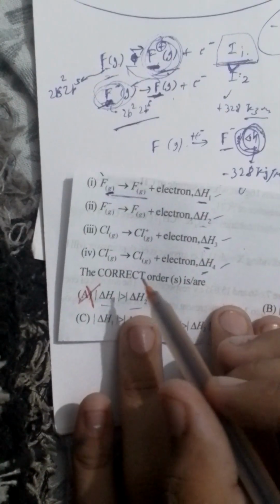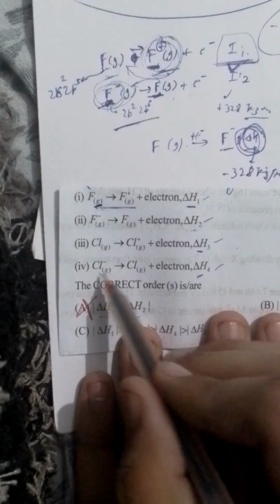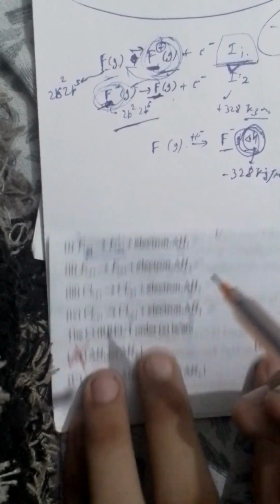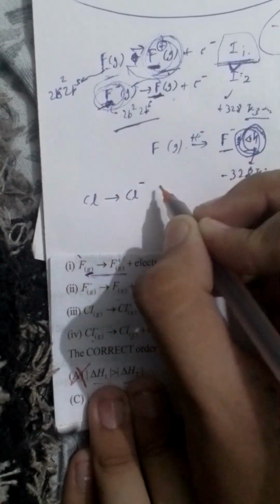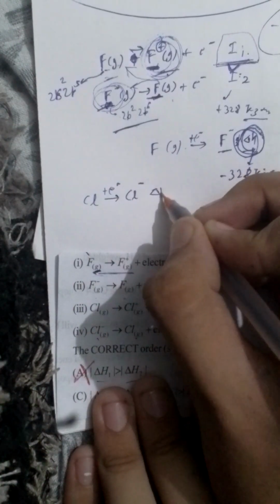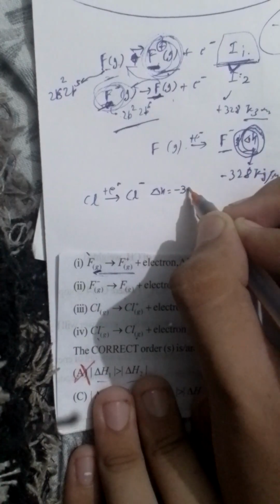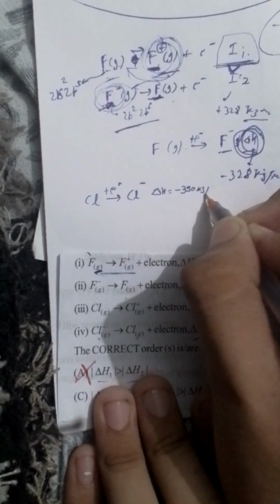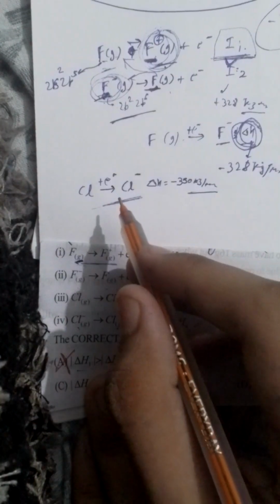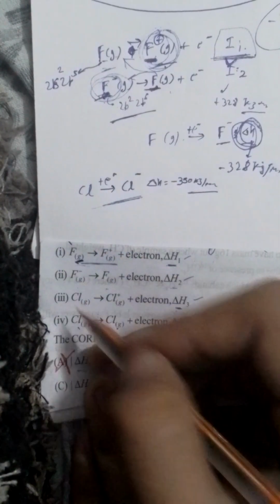ΔH4 and ΔH2. What's ΔH4? This one, Cl minus to Cl and F minus to F. Yeah, this seems to be pretty easy, because we know Cl to Cl minus plus electron, this energy comes out to be minus 350 kilojoule per mole. We can directly compare these energies, because the reverse is given in the question. The reverse of these reactions, the reverse of electron addition, electron removal, is given in the questions.